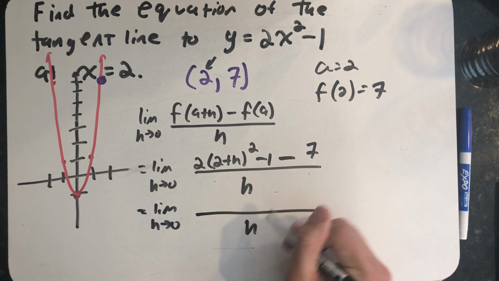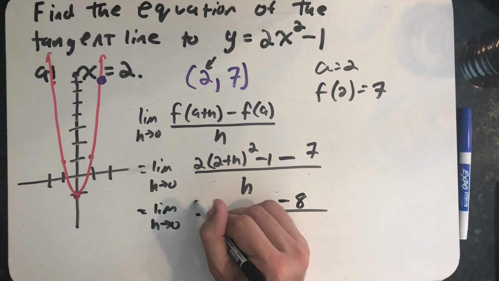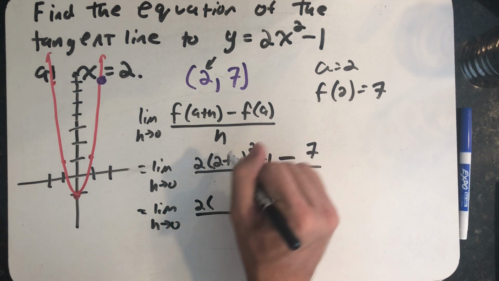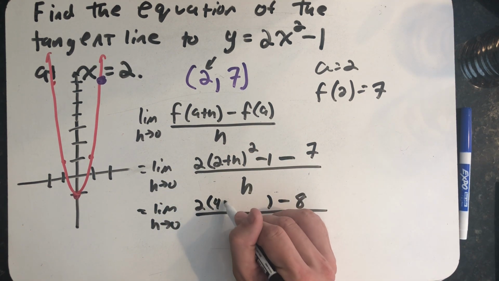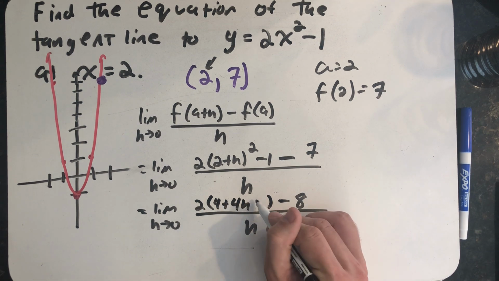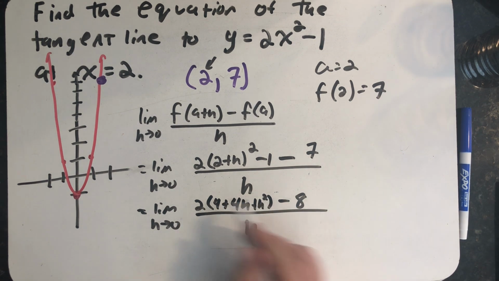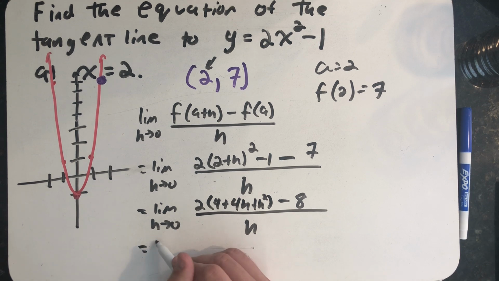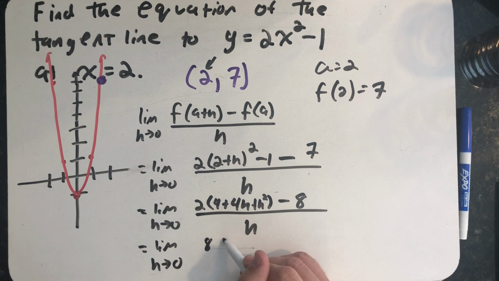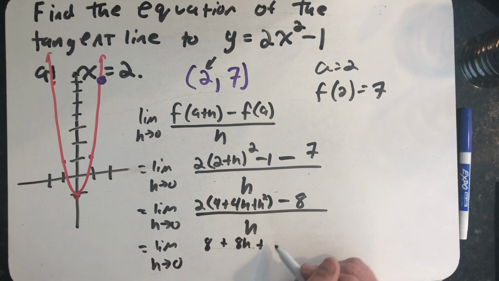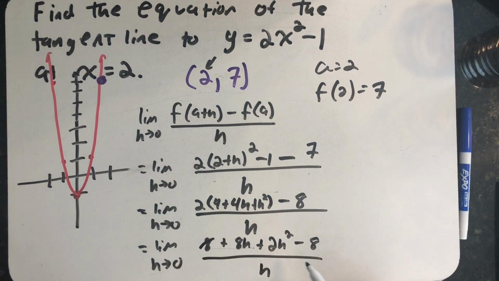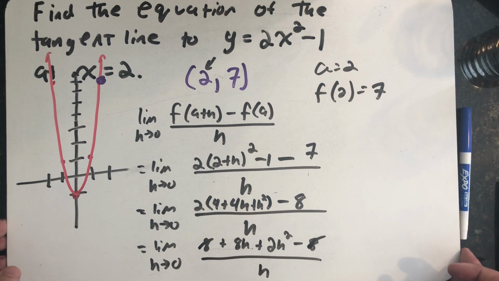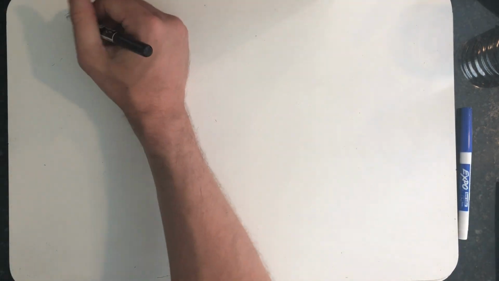All right, so let's see. That's a minus 8 hanging out there on the end. I have a 2 times, and I just want to multiply that out. All right, now I can distribute that 2 through. Nice things are happening. I have an 8 plus an 8h plus a 2h squared and minus 8 all over h. And that's a really nice fact because it lets me cancel out that 8. I'm going to move over to my second board here just to finish this.